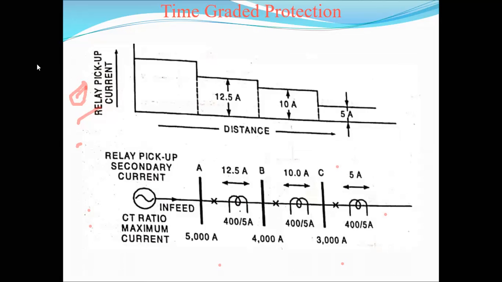In that we are using three stages, that is A, B, C: A substation, B substation and C substation. At each and every substation we are using CTs and also relay coils and circuit breakers. In between the CTs, the relay coils and the circuit breakers, we adjust the current ratings before going to the operation of the feeder line.